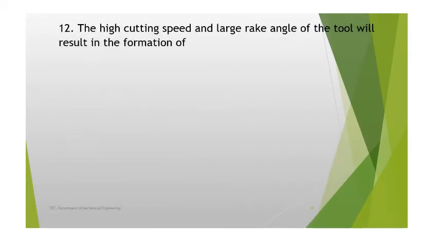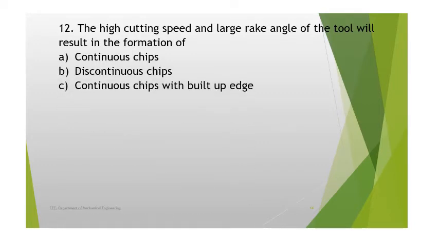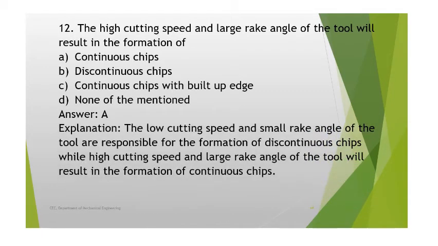Next, 12th question: high cutting speed and large rake angle of the tool will result in the formation of continuous chip, discontinuous chip, continuous chip with built-up edge, or none of the mentioned. The right answer is continuous chip. Why is it continuous? Low cutting speed and small rake angle of the tool are responsible for the formation of a discontinuous chip, while high cutting speed and large rake angle of the tool will result in the formation of the continuous chip.